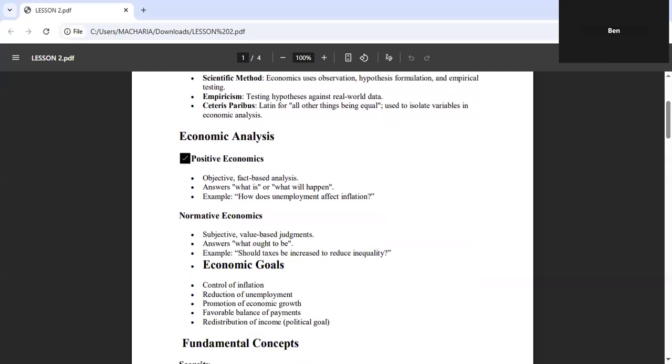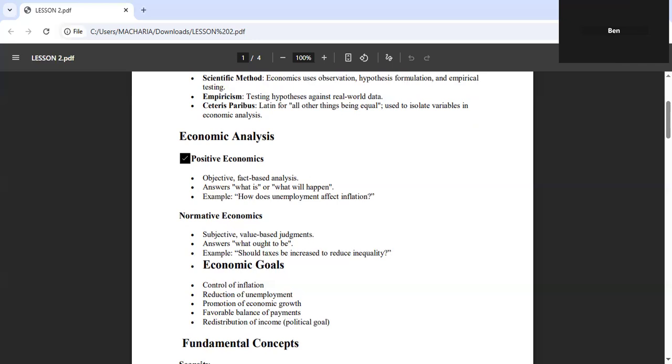Now, how do we analyze economics? Economic analysis can be done in two ways. One, we have positive economics, and the second one, we have normative economics. Positive economics is objective, fact-based analysis, like what is or what will happen. Like, how does unemployment affect inflation? Or how does a change in the political environment affect employment?